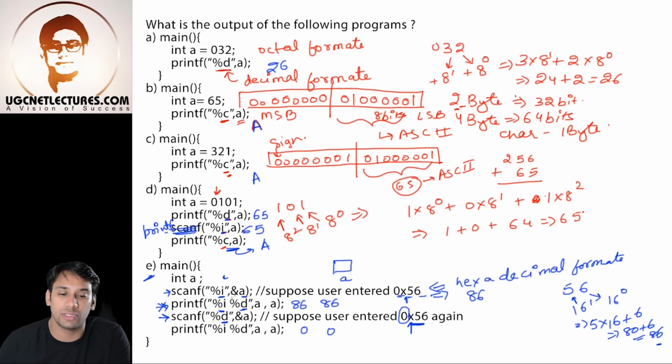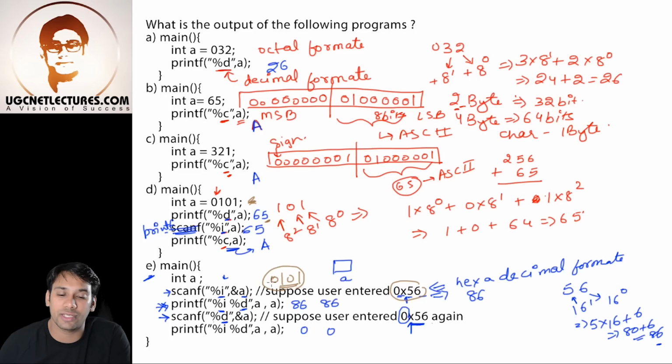In this case also, for example, the user has entered a hexadecimal number. Now let us suppose, instead of entering a hexadecimal number, the user has entered an octal number. So for an octal number, how are %I and %d going to behave? Let us suppose, instead of entering 0x56, the user has entered 0101, which is basically the value I took from here, and the equivalent decimal value for this 0101 is 65.